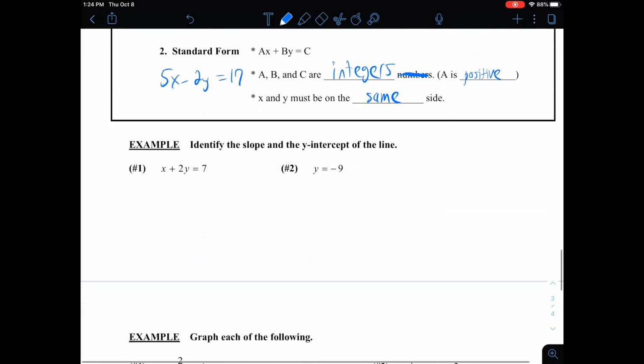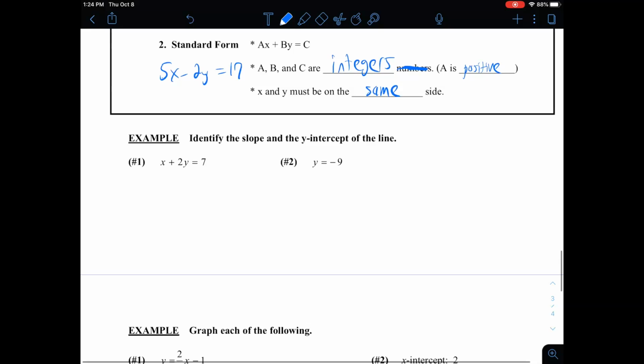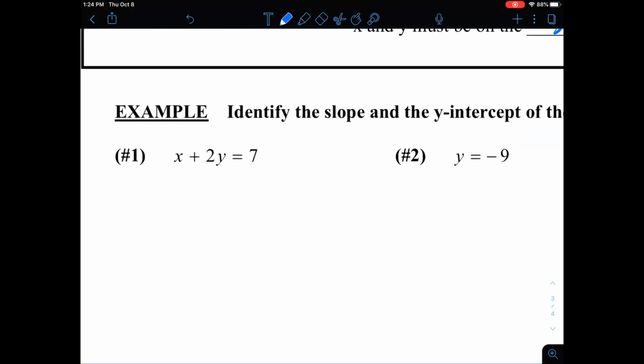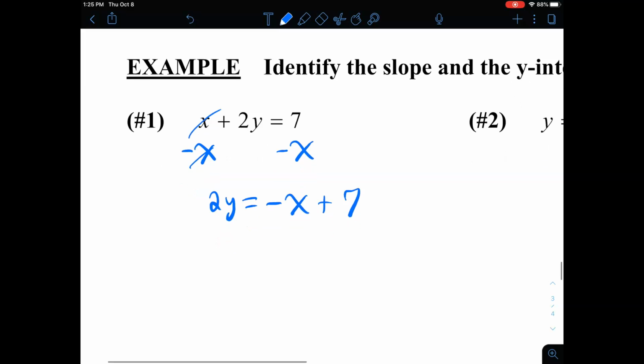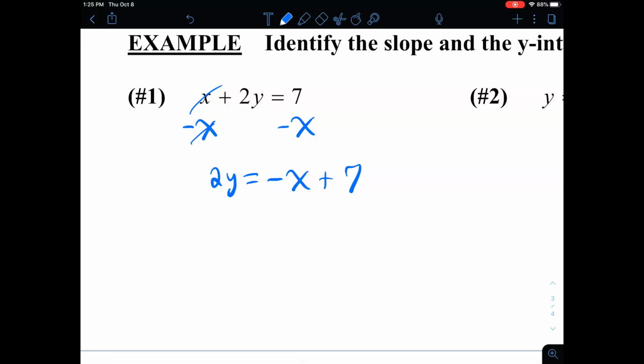Okay? All right, identify the slope and the y-intercept of the lines. To identify the slope and the y-intercept, we need it to be in slope-intercept form, which is y equals mx plus b. So we need to get y by itself in this equation here, right? What will be the first step to getting y by itself for x plus 2y equals 7? We're going to subtract x. 2y is going to equal, I'm going to put x in front, negative x plus 7. Now what? This is all for y. Divide by 2, divide this whole side by 2.